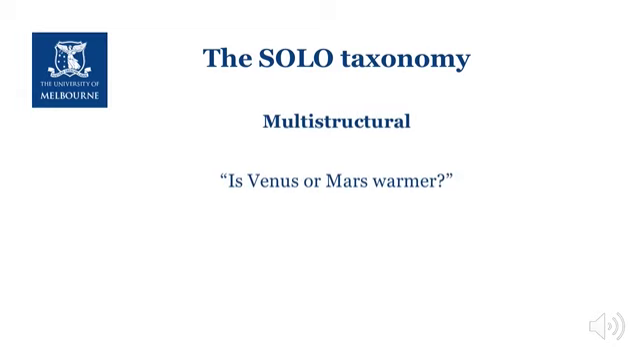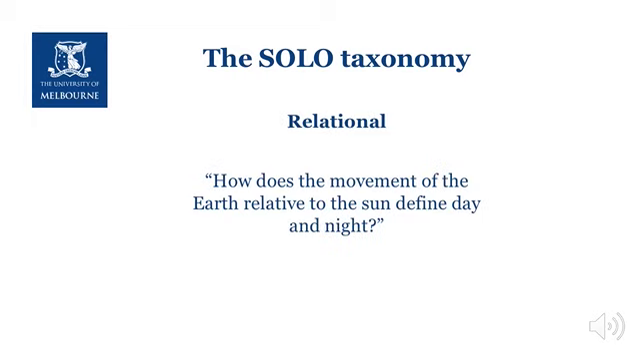Is Venus or Mars warmer? This question requires students to use 2 independent pieces of information, which is in line with the multistructural level of the taxonomy. How does the movement of the Earth relative to the Sun define day and night? This question requires students to make a connection between a planet's movement and Sun position to the experience of night and day on the planet, and is in line with the relational level of the taxonomy.